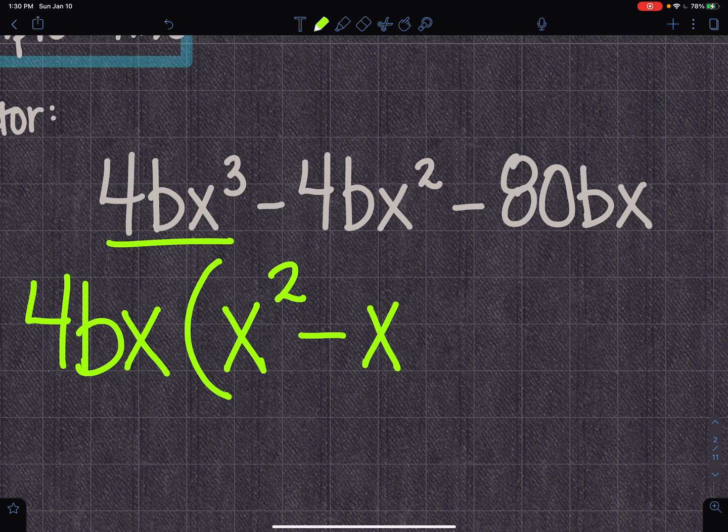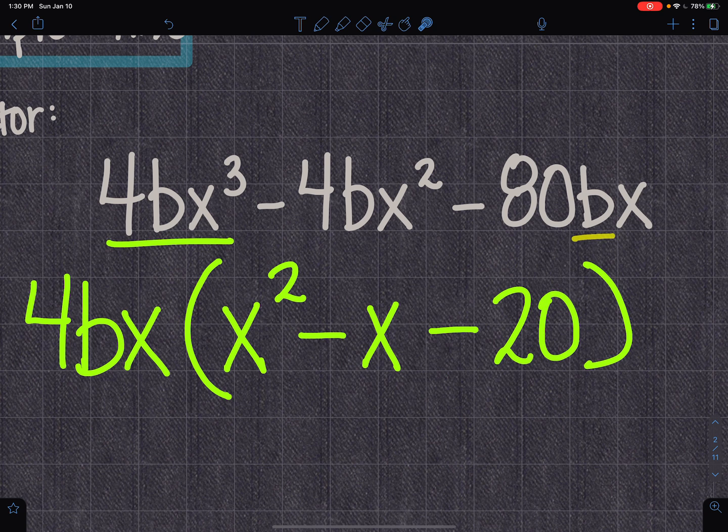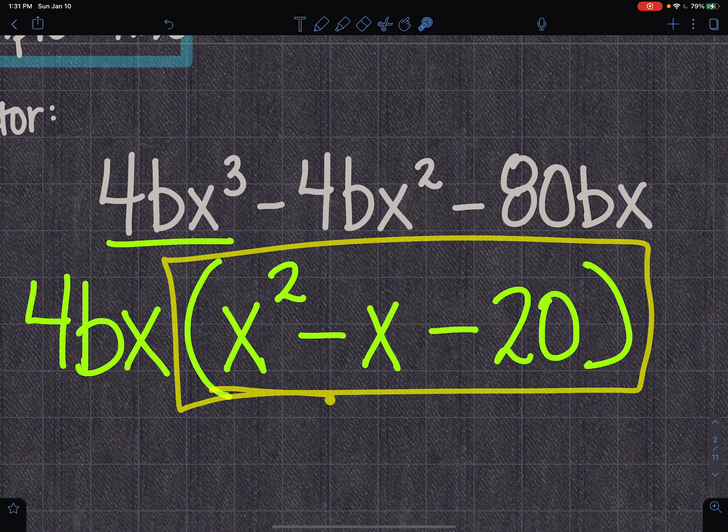And then that last one is a minus 20, and that's it, just minus 20, because I took out the b already, I took out the x, I took out a 4. Okay, so that's what this simplifies to: x squared minus x minus 20 times 4bx. So now I just have to factor this portion of it, just like we have been, okay? x squared minus x minus 20.